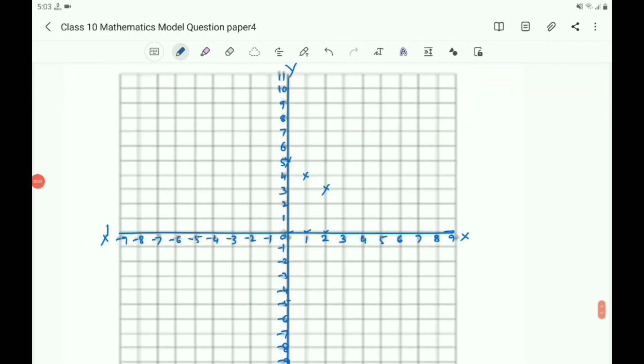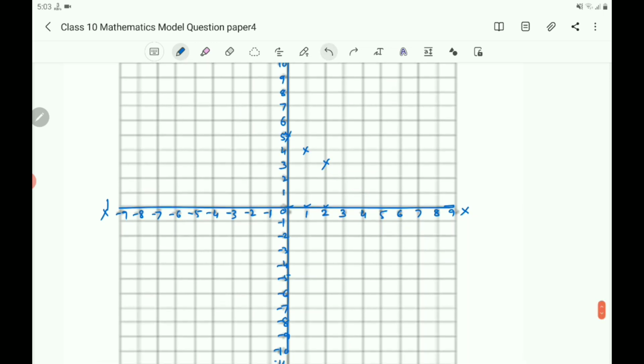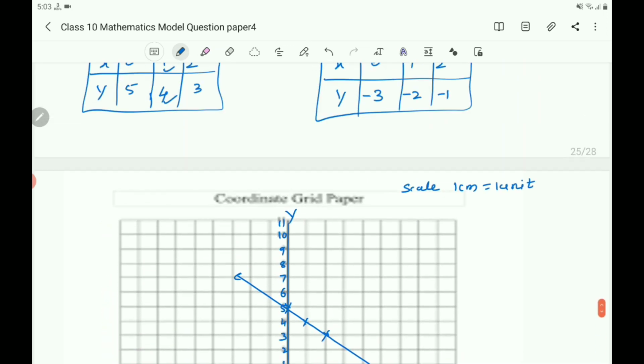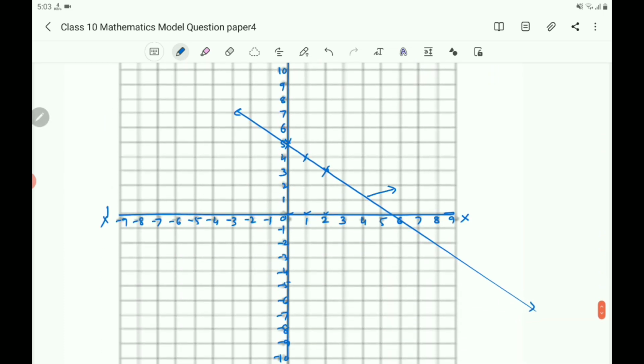Now let us join all these 3 points to get a straight line. So it is a straight line, and it is the graph of what? It is the straight line of the graph x plus y equals 5. This is x plus y equals 5, and you write the coordinates, that is 0, 5, 1, 4 and 2, 3.